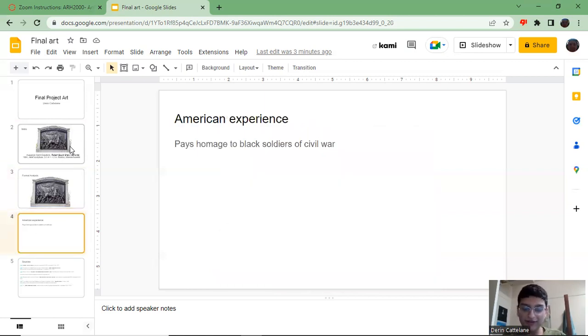Now, this artwork relates to the American experience in a big way. First, some background. This artwork is based on parts of the American Civil War. Specifically, this artwork showcases General Robert Shaw leading the Massachusetts 54th Infantry and its sacrifice. The Massachusetts 54th Infantry is known for being one of the first Northern black regiments to serve in the American Civil War.